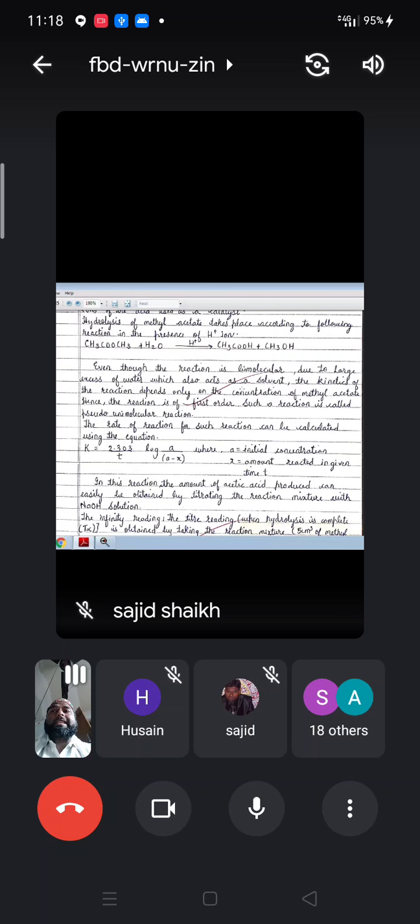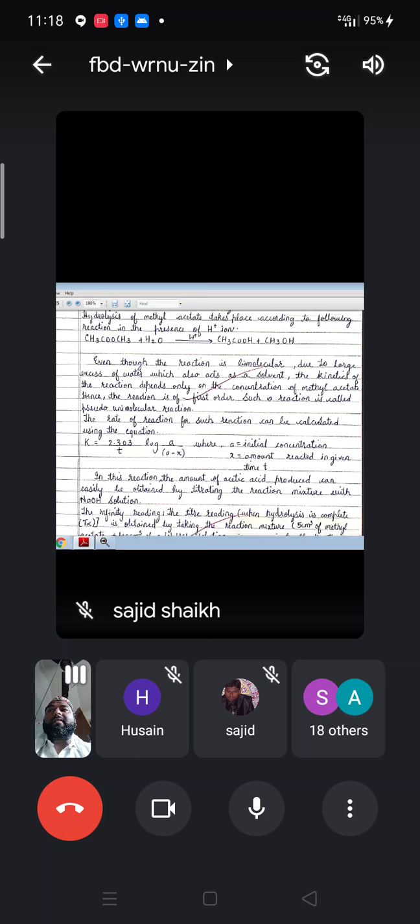In this reaction, the amount of acetic acid produced can easily be obtained by titrating the reaction mixture with NaOH solution. Remember this: once the hydrolysis has been done, acetic acid is there, and we can titrate that acetic acid with the NaOH. You know acetic acid is the acid, whereas NaOH is the base. An acid base reaction takes place.